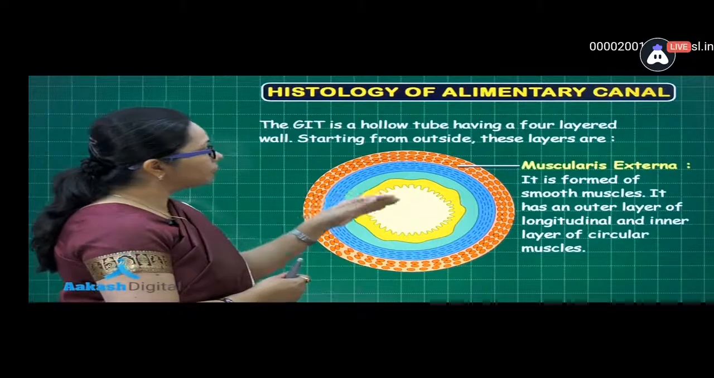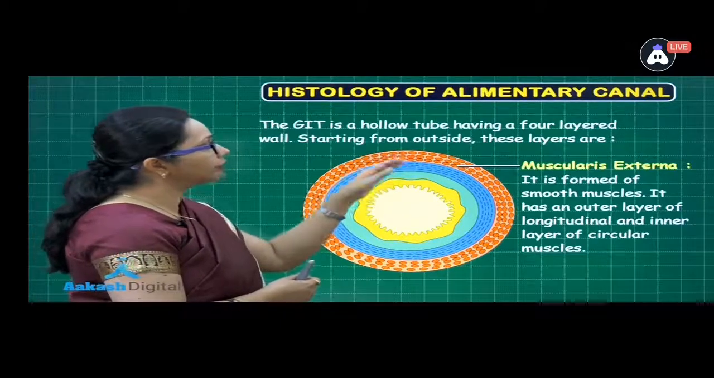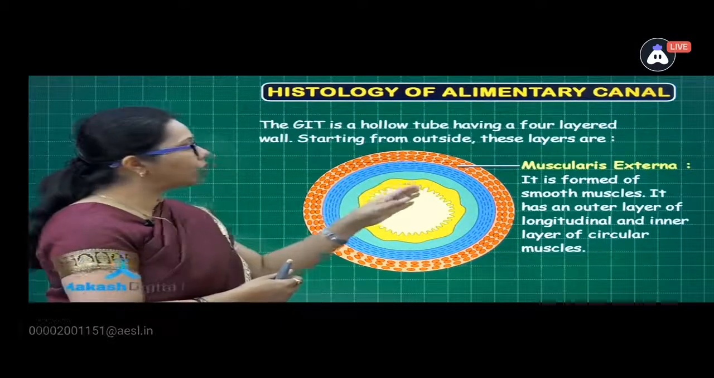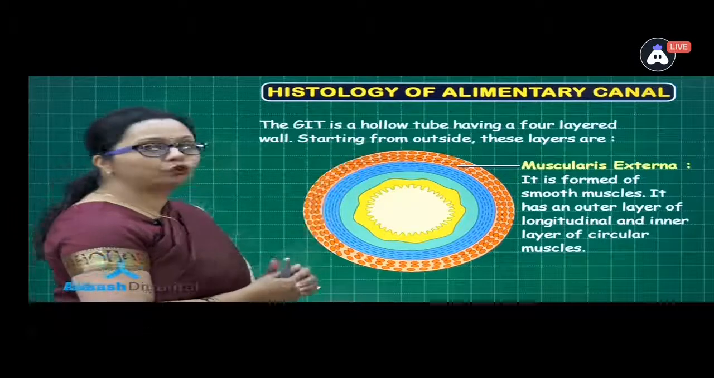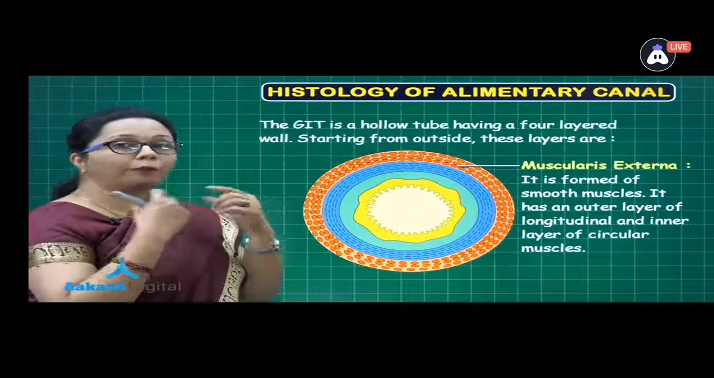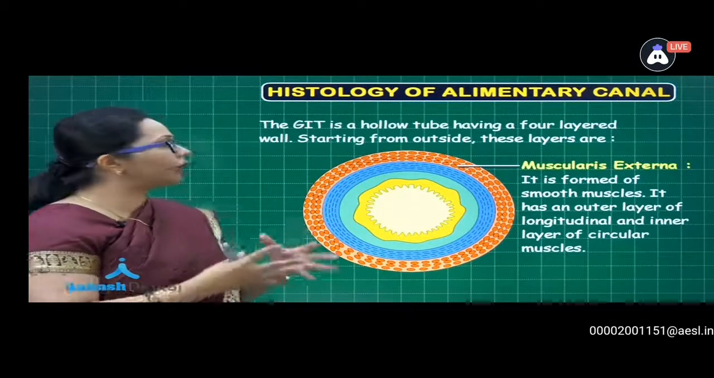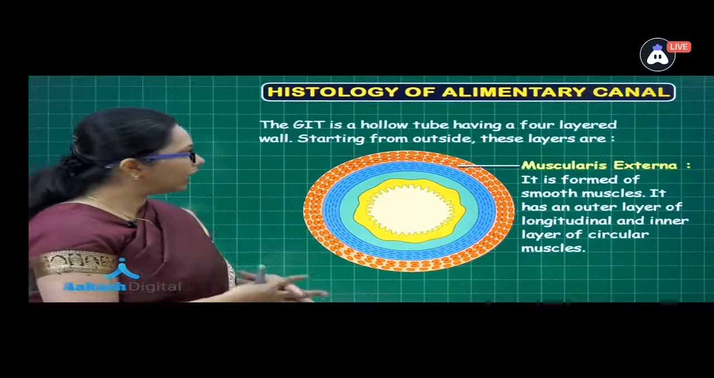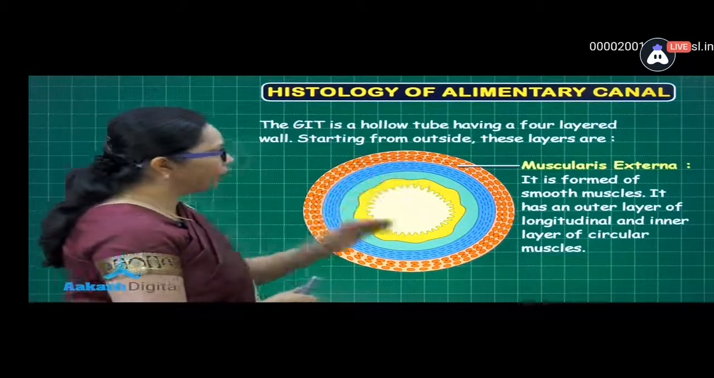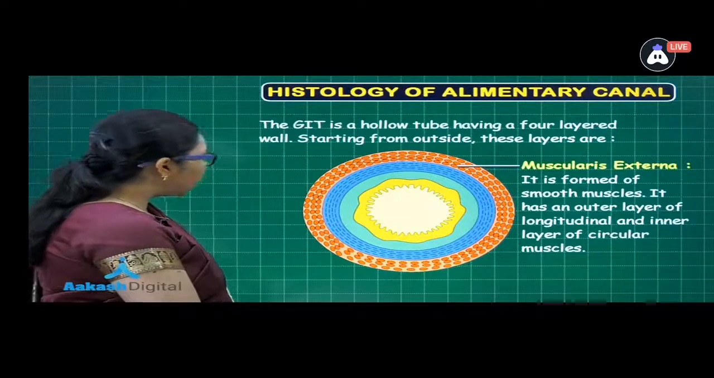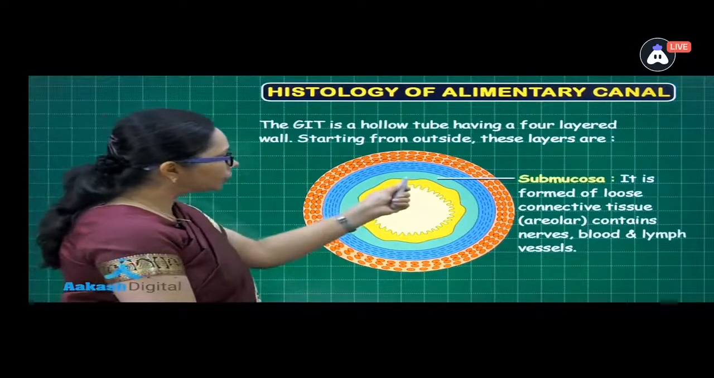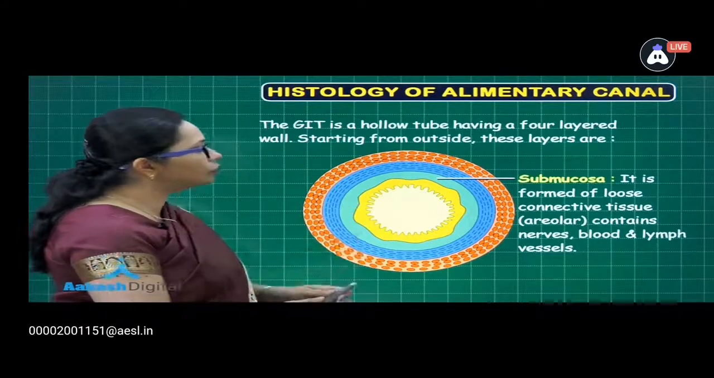Now in this case, the muscularis or muscular coat is made up of smooth muscles, but in the upper 1/3 part of the esophagus there are skeletal muscles present. Then coming to the third layer. The third layer is the submucosa. This green one shown over here, this is the submucosa.